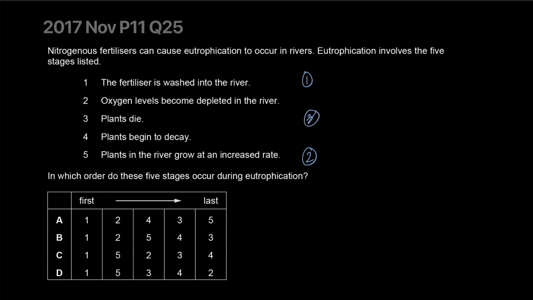And when they die, they decay, well, obviously. And that's going to produce a lot of bacteria, which will suck up all the oxygen from the river, causing more death of different other life forms. So that's 5. Right, so in order is going to be 1, 5, 3, then 4, then 2. 1, 5, 3, 4, 2. Answer is D.